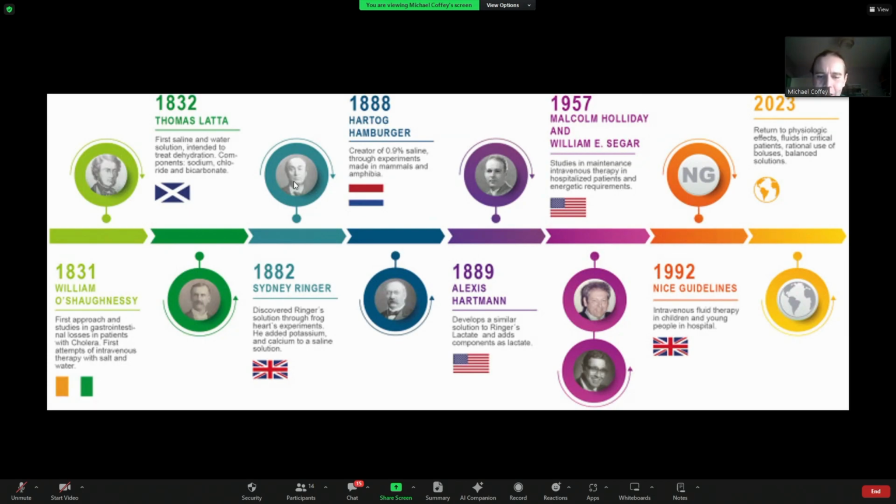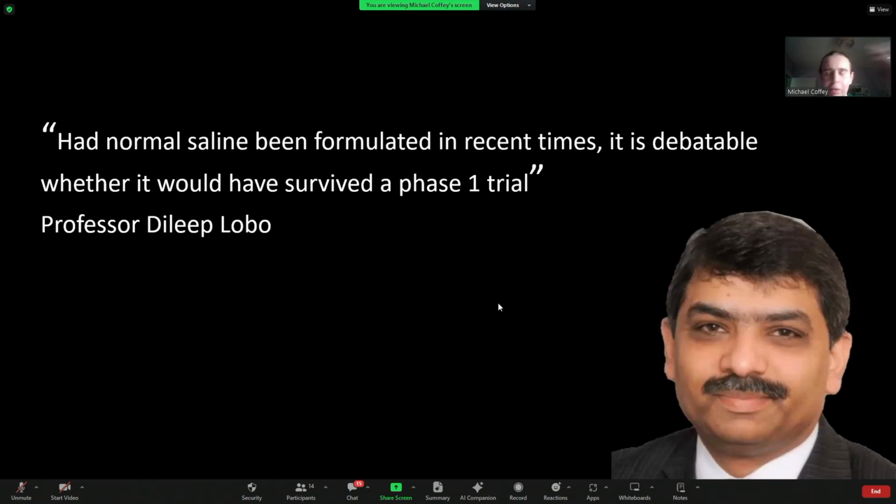It's then unclear actually how we go from these in vitro studies to the widespread use and how normal saline got so popular. Likely it's due to how it eases manufacturing and its low cost. We have this quote here from Professor Dilip Lobo, who's an expert in fluids and fluid balance, that if it had been pushed onto the market now, it's unlikely that saline would pass even one trial.